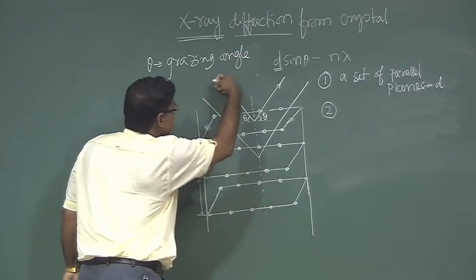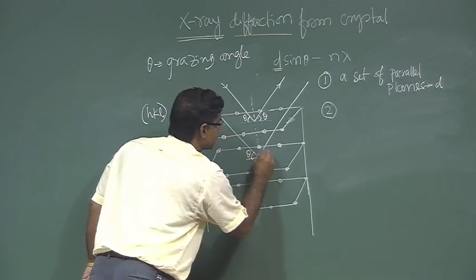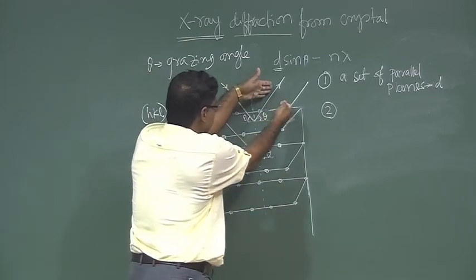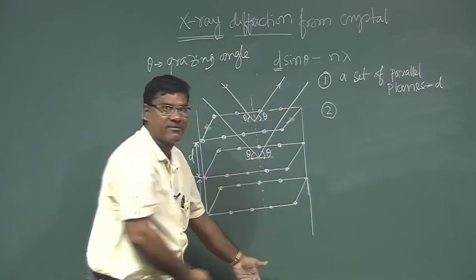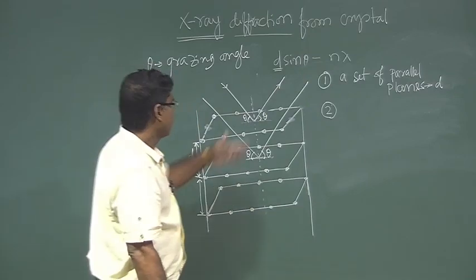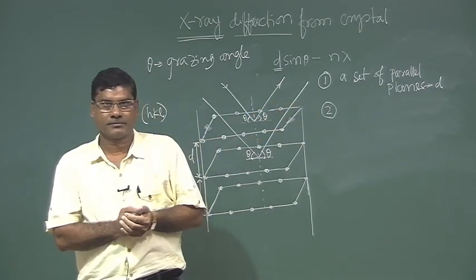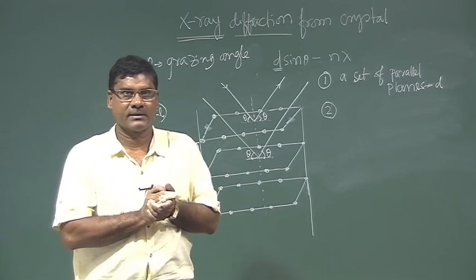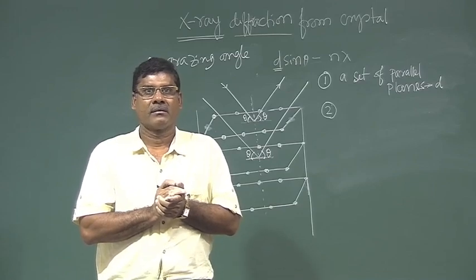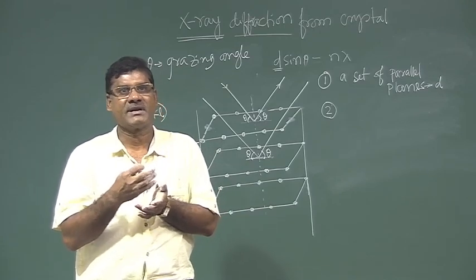So, here, since they are parallel, this angle is theta, and this angle is also theta. Now, from the third, fourth, fifth layers of planes, the reflected ray will come following the reflection, and they are saying that these reflected rays will interfere. There will be interference among these reflected rays, and the resultant will be constructive interference.